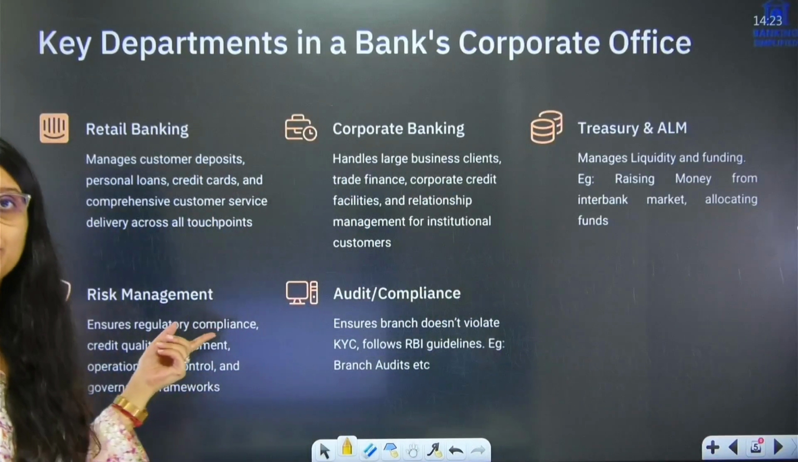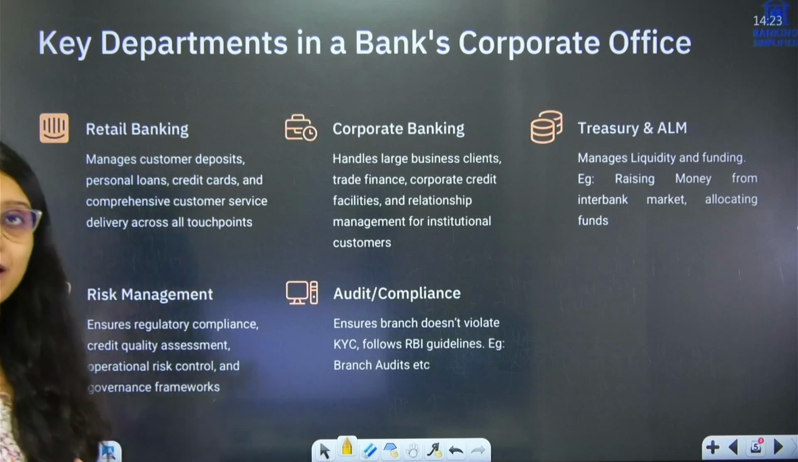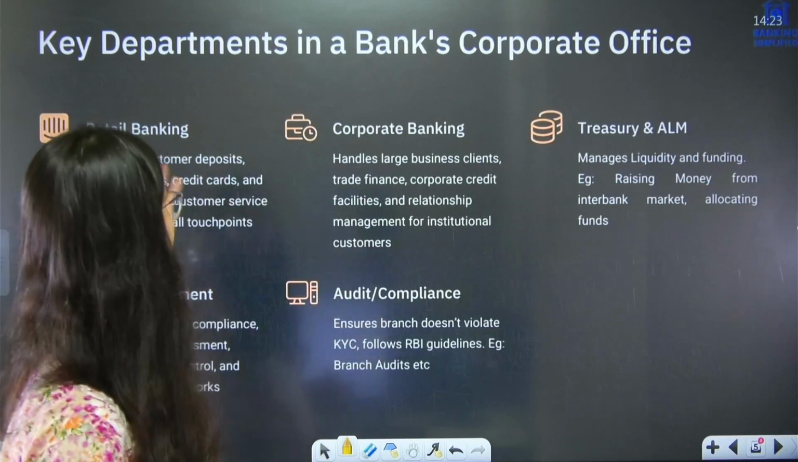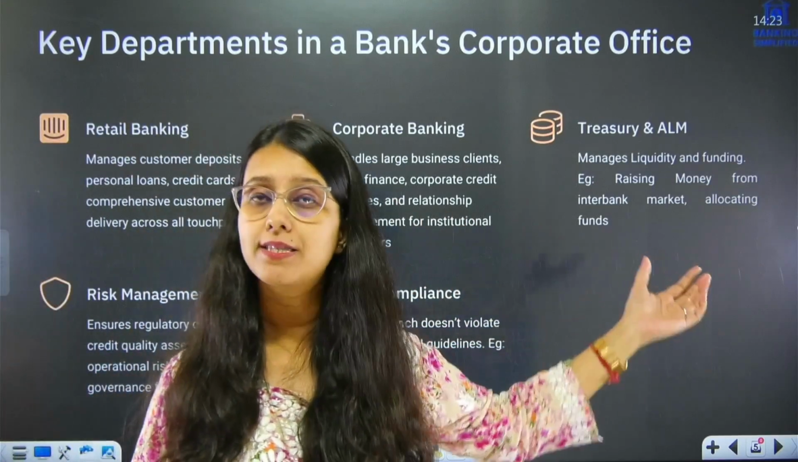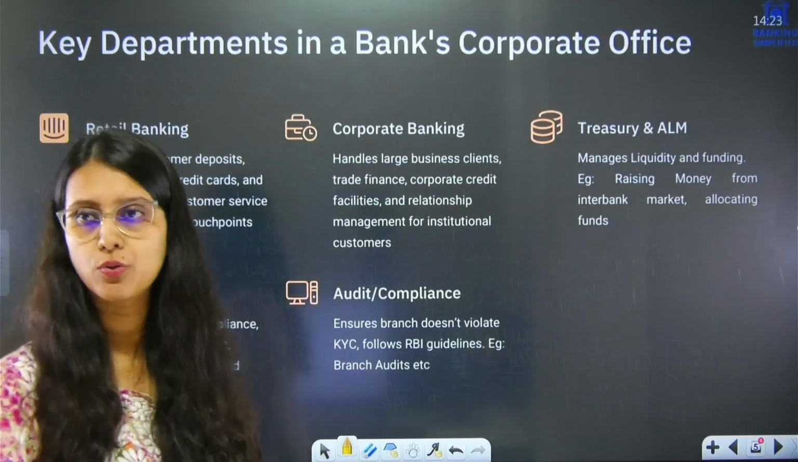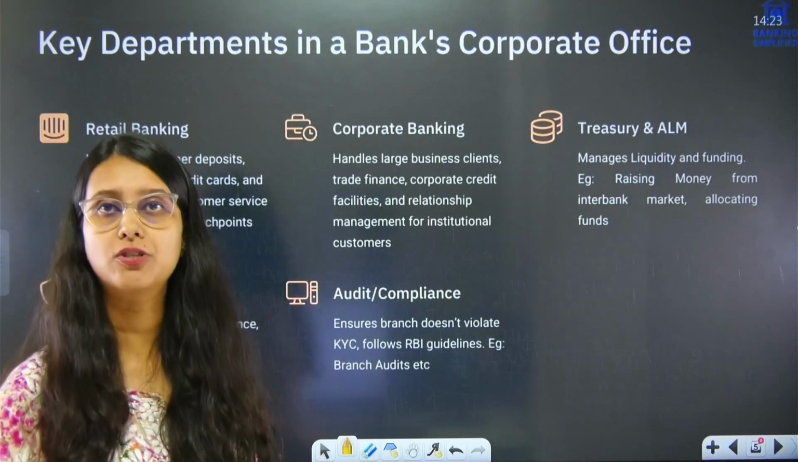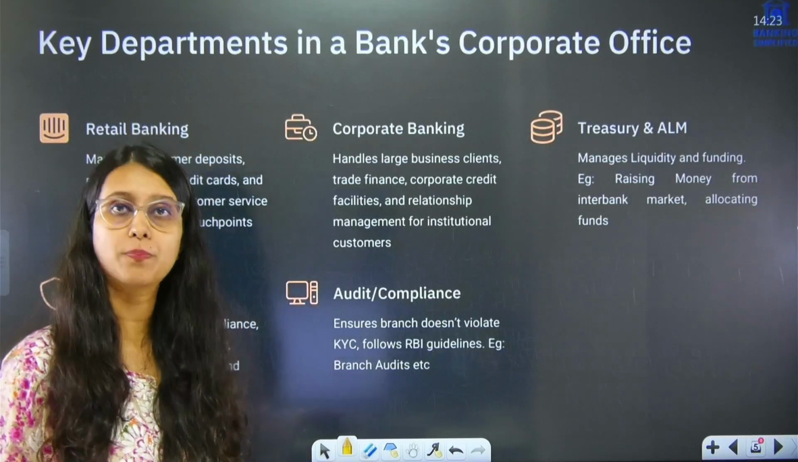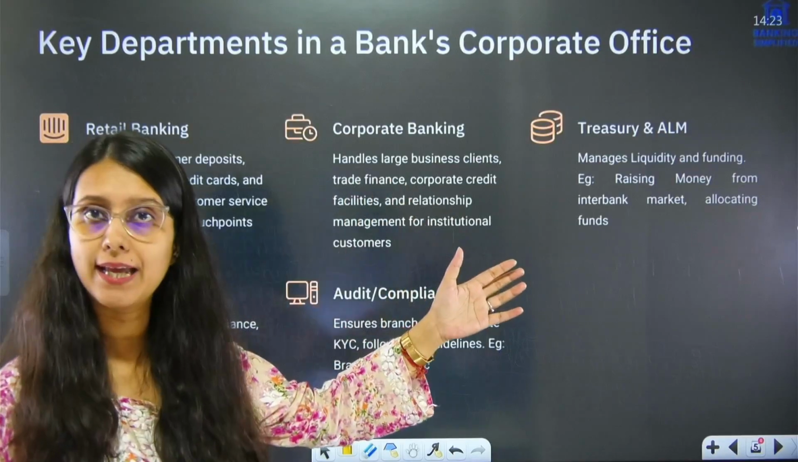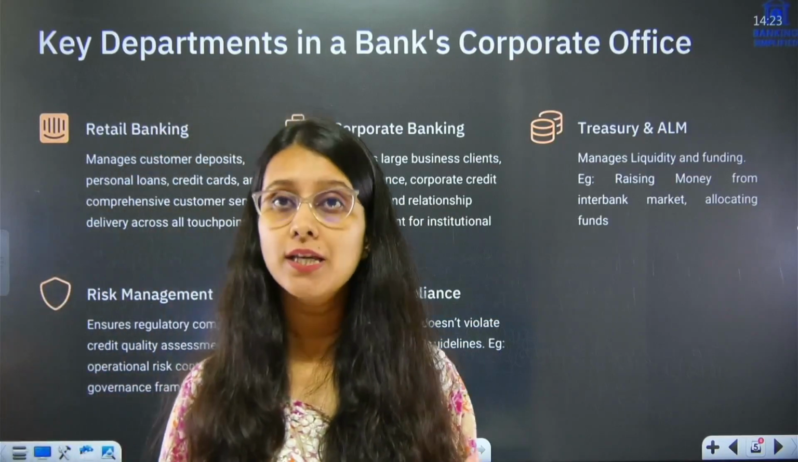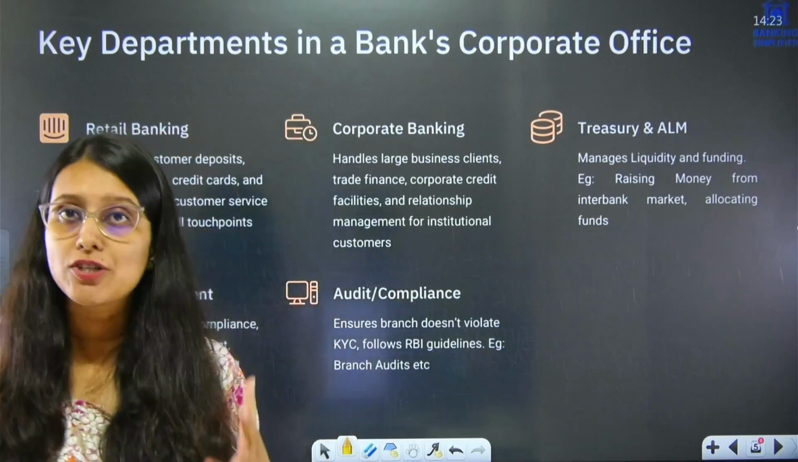Now, as I had told you about the key departments in the bank, there is retail banking and corporate banking. Retail banking is where you're giving out loans. You all have been doing that in your branches. You give out bigger loans to corporates. Then there's Treasury and ALM. As I said, they will manage the liquidity. It's the heart. So it is managing the liquidity and the funds for the bank.